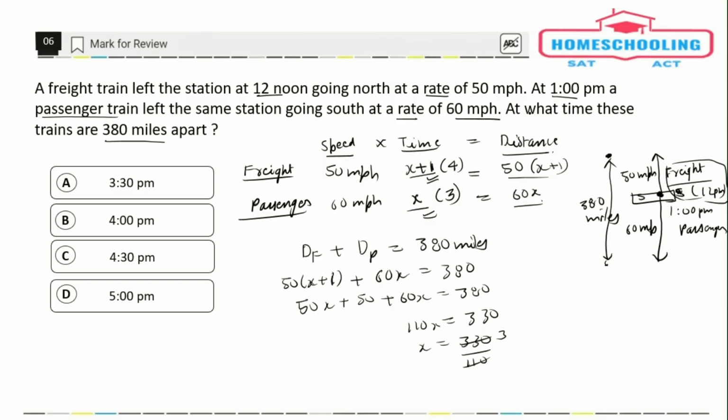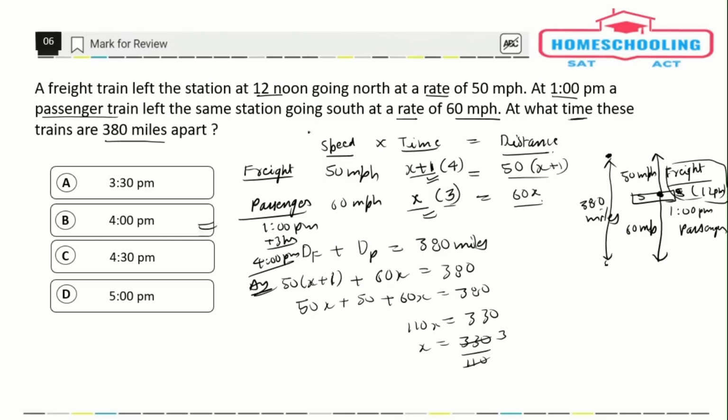So what we have to find in the question is at what time these trains are 380 miles apart. We can take any train. The passenger train started at 1 p.m. and covered that distance in 3 hours. So 1 p.m. plus 3 hours is equal to 4 p.m. That is your answer.